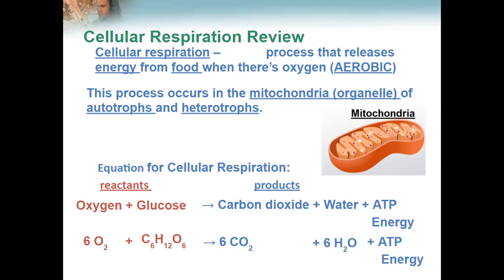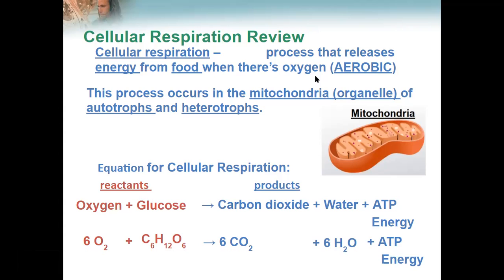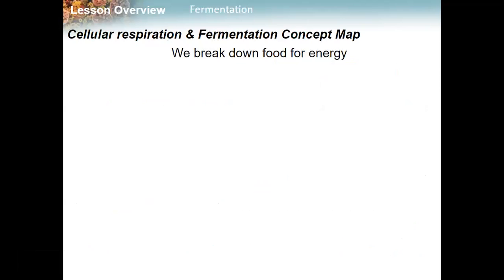So that's an overview of cellular respiration. But sometimes we still have to break down our food for energy, but maybe we're not getting oxygen fast enough. So even though, let's say, as humans or heterotrophs, we're breathing in, maybe we're not getting oxygen fast enough to do cellular respiration. Well, we can't just stop cellular respiration because we need to break down our food for energy. So instead, if oxygen is not available, we switch over to something else called fermentation. And that's what we're going to take a look at.